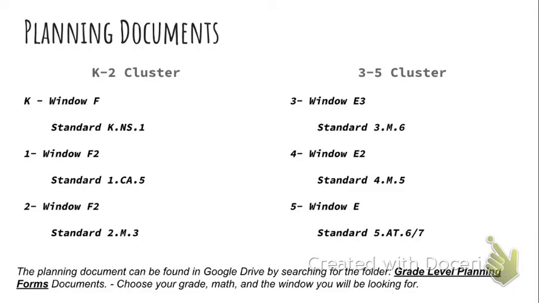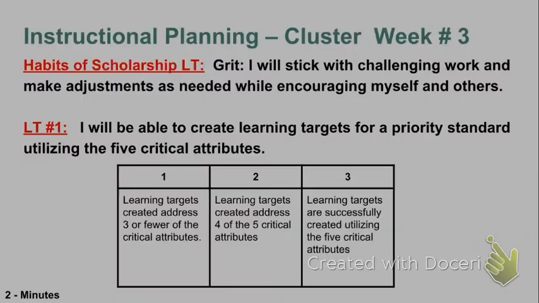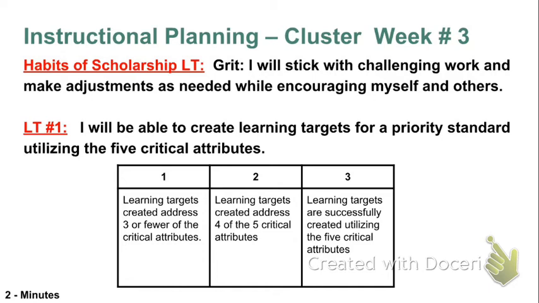A quick little review of last week. We were working in these windows. We have completed a know, understand, and do. And we've developed progressions, which are small chunks that lead a student to the path of success for the far goal. Okay? So for this week, all we're going to do is take care of these two learning targets. Our Habits of Scholarship learning target, we're still going to stick with grit, which is just sticking with challenging work and making adjustments as needed while encouraging myself and others. And then our major learning target for today is that you will be able to create learning targets for a priority standard utilizing the 5 critical attributes.